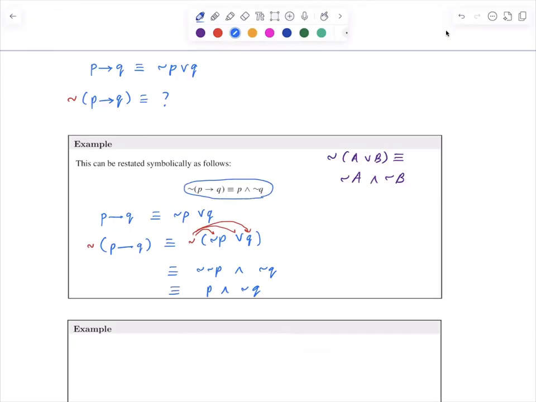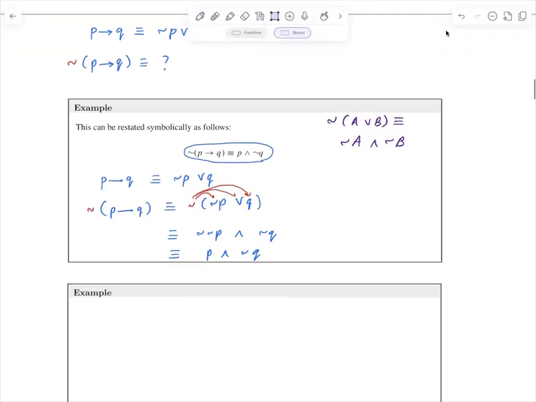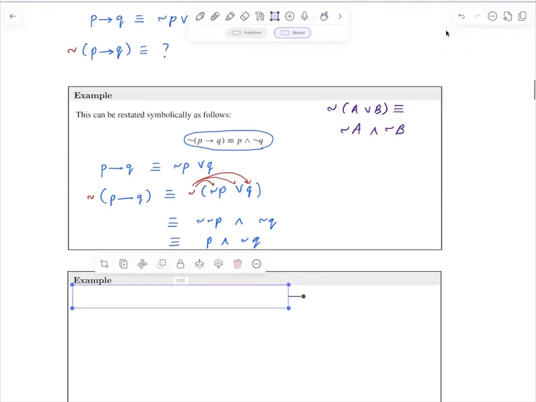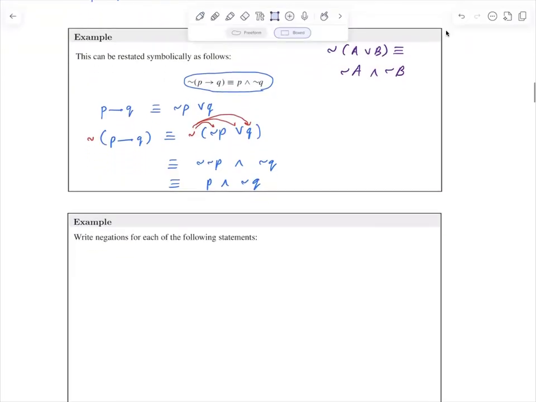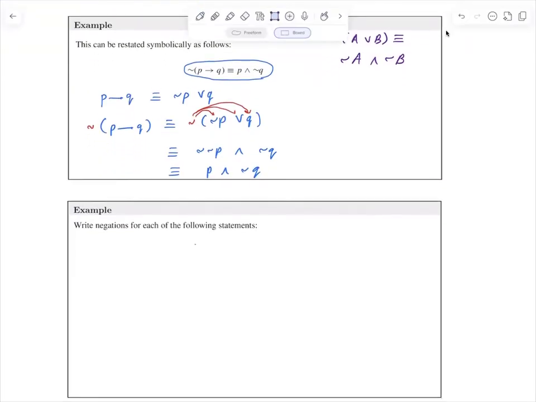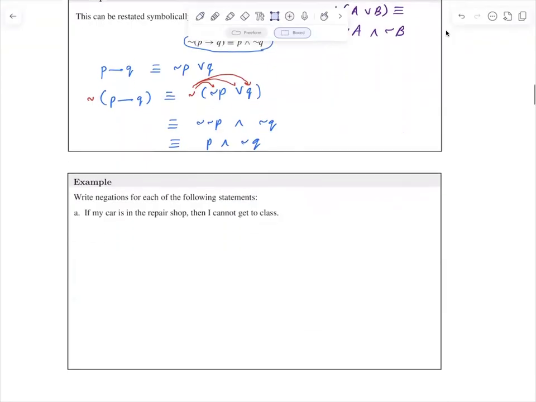So again, the use of these statements is where we try to simplify some mathematical statements. They're very useful to go from left to right or right to left. We're going to write the negations for each of the following statements. The very first statement says, if my car is in the repair shop, then I cannot get to class.